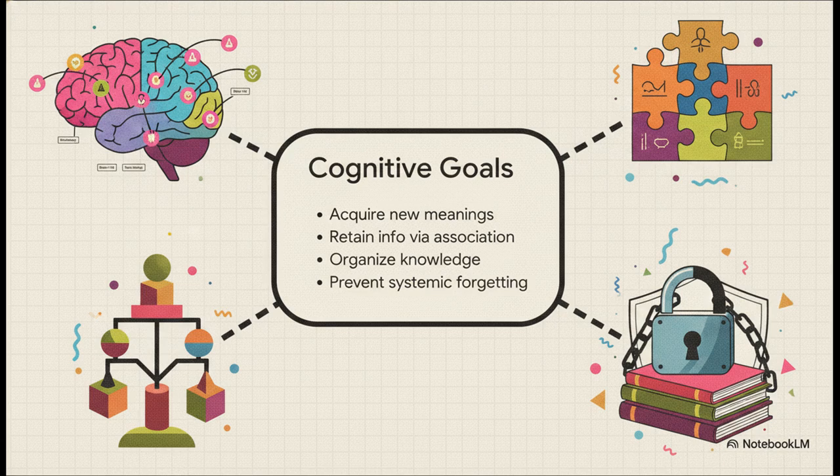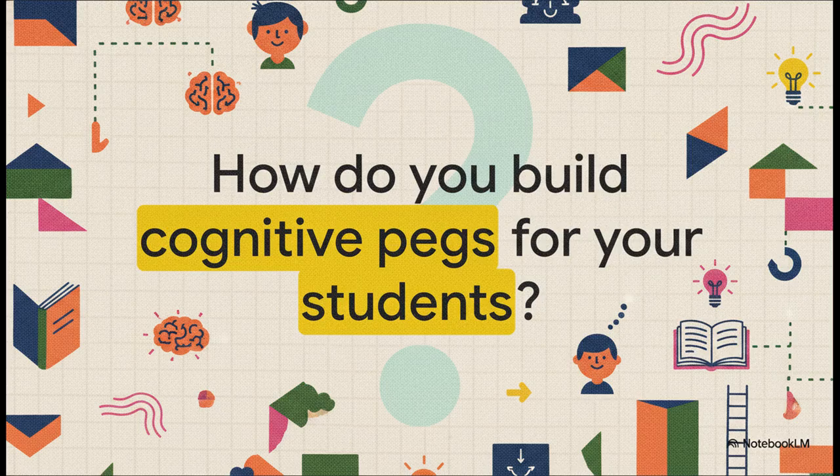So if you take Ausubel's approach, your goals as a teacher completely shift. You aren't just drilling phrases anymore. You are actively helping students acquire real meaning and retain info by associating it with stuff they already know. You're helping them organize knowledge hierarchically. And the huge payoff here? By making the learning deeply relatable, you stop systemic forgetting dead in its tracks. So ask yourself right now, how are you actively helping your students build those mental pegs? Like, what specific tricks, rules, or weird little mnemonic devices do you give them so they don't just dump everything they learned the second they walk out your door?